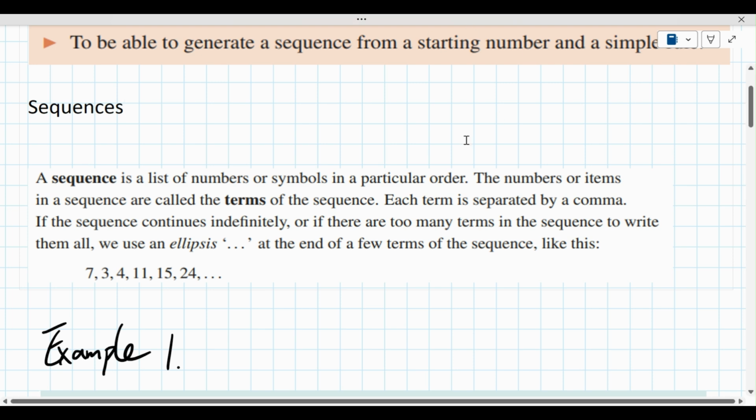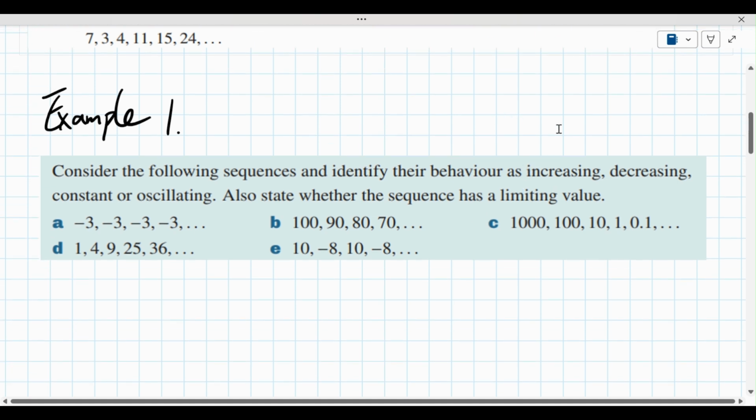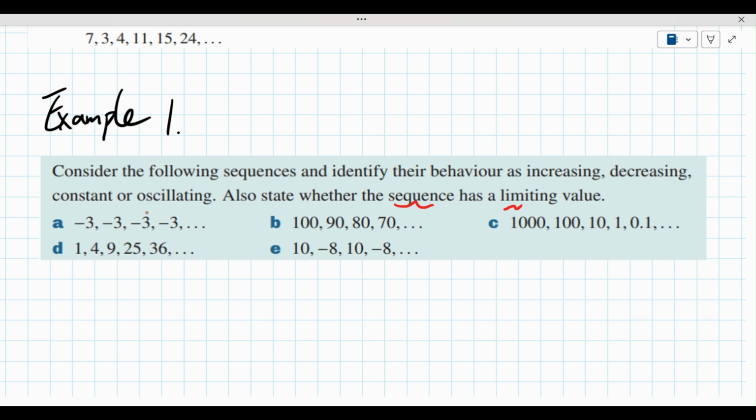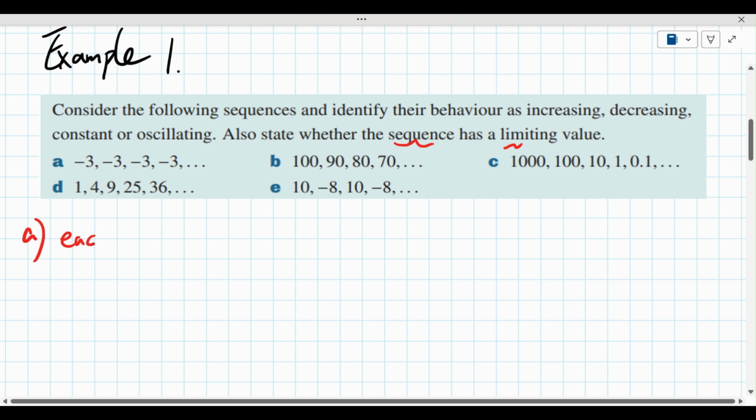Let's start with the first example. Consider the following sequences and identify the behavior as increasing, decreasing, constant, or oscillating. We also have limiting values of a sequence. For the first one, each term has the same value.